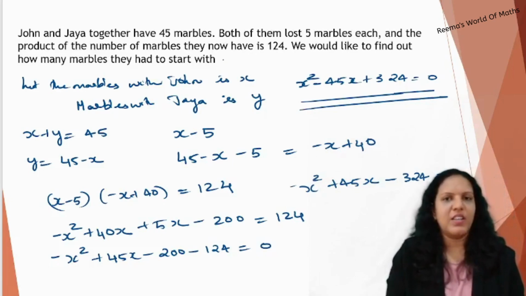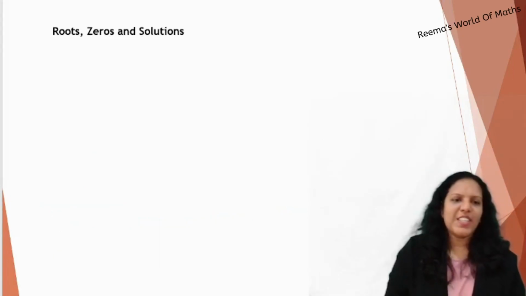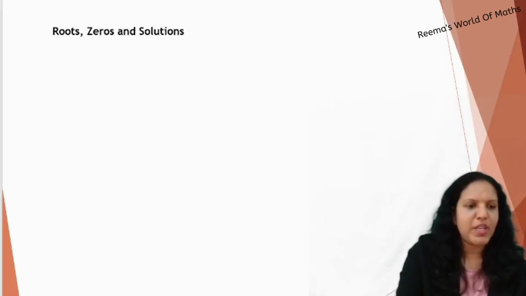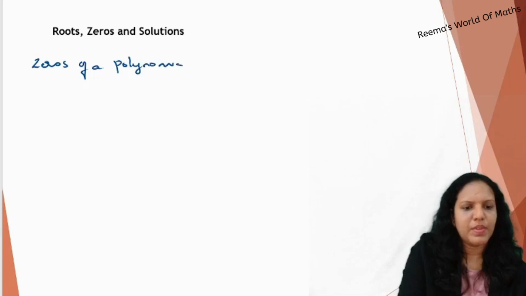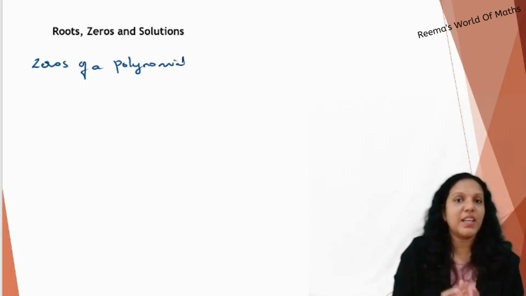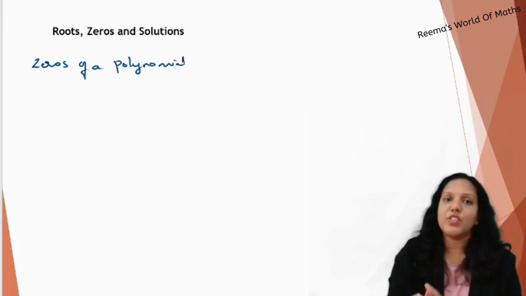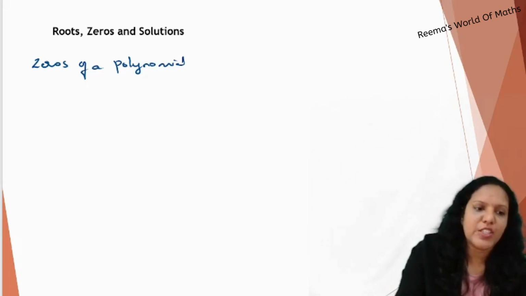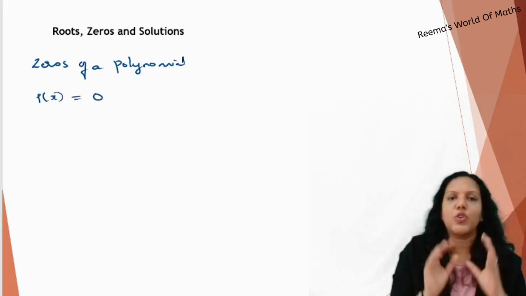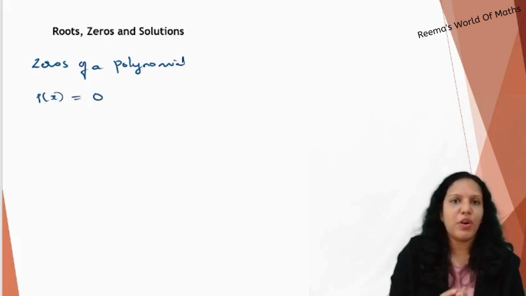This equation will help you to find how many marbles John and Jaya had. Now let's see what roots, zeros and solutions are. In a polynomial, the zeros of a polynomial are the values of the variable x which make the polynomial equal to 0. The polynomial of x will be equal to 0. Those are called the zeros of a polynomial.